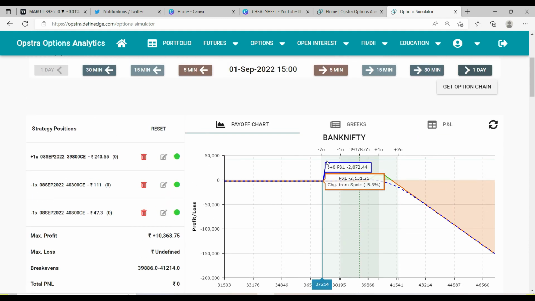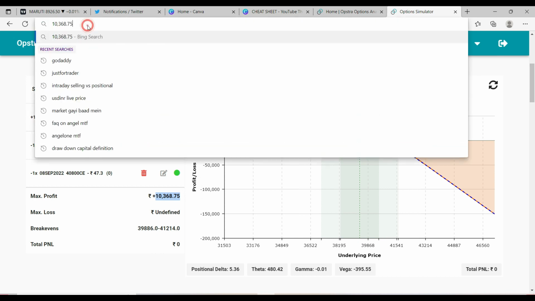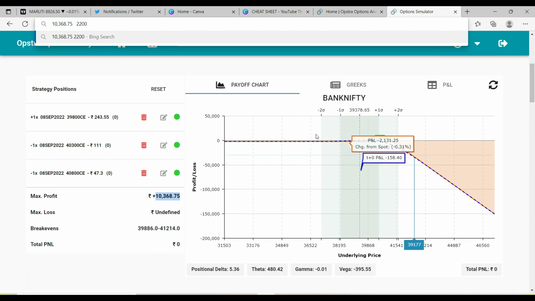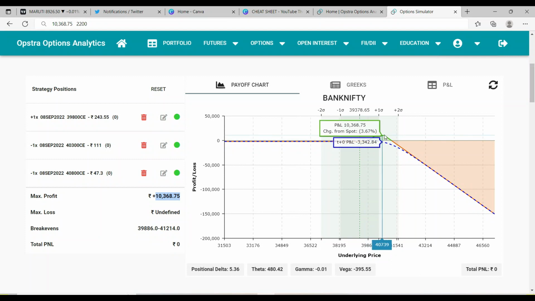If you look, the loss is almost 2,000 on the downside and we have a profit of 10,000. Just make a note of it, friends. We have a profit of 10,000 and a loss of almost 2,200. So at any time if the market falls, our loss will be only 2,200. If we are able to trap the market in this green area, we will have a potential of 10,360 profit, the maximum profit. And the minimum starts from your break even till this one.